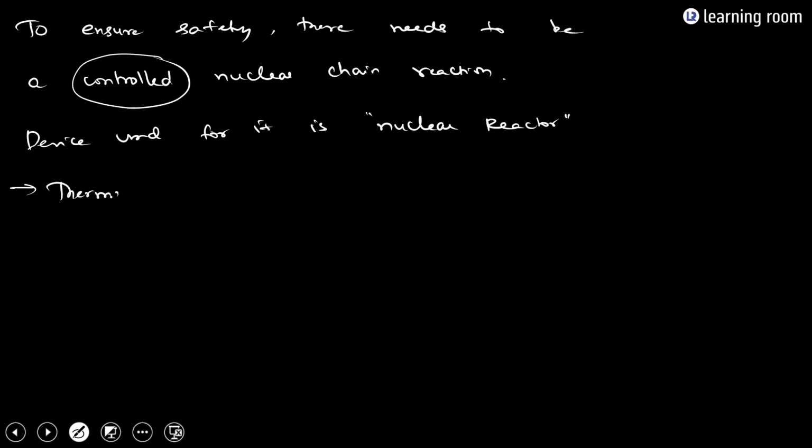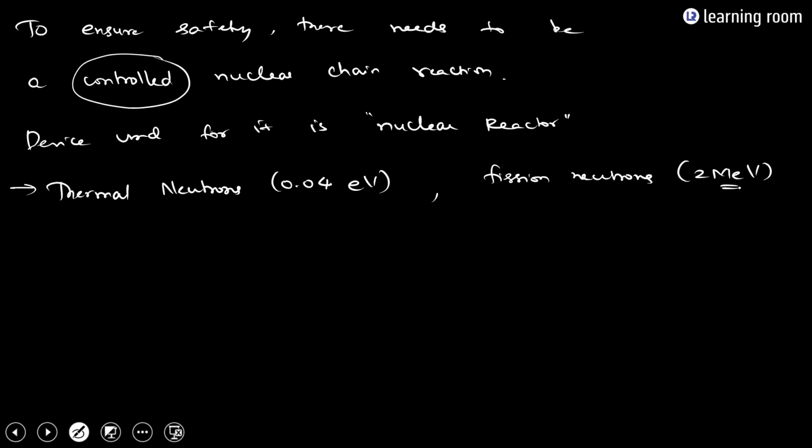thermal neutrons have energy of how much value? They have energy of 0.04 electron volt, whereas the fission neutrons that are getting released have how much value? They have 2 mega electron volt. So what should happen? The first thing is, the fission neutrons which have this 2 mega electron volt are supposed to get reduced to an energy value of 0.04 electron volt.